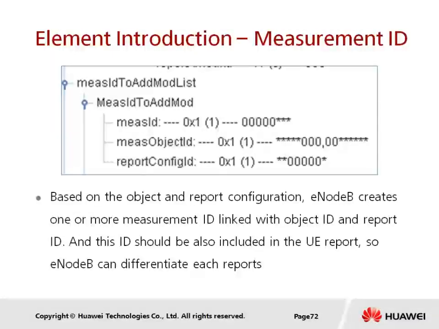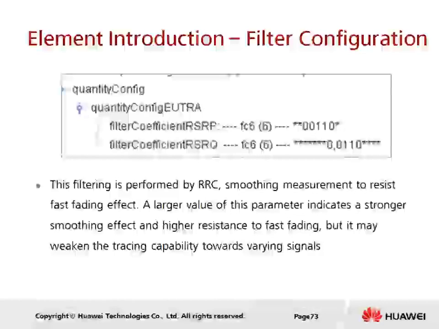The third information is called measurement ID. Measurement ID basically links the measurement object ID and the report ID. So we have seen the measurement object ID before, which is related to the frequency, and the report configuration ID that is related to the event. So one measurement ID links one object ID and one report ID. So the user will use the measurement ID in sending the measurement report.